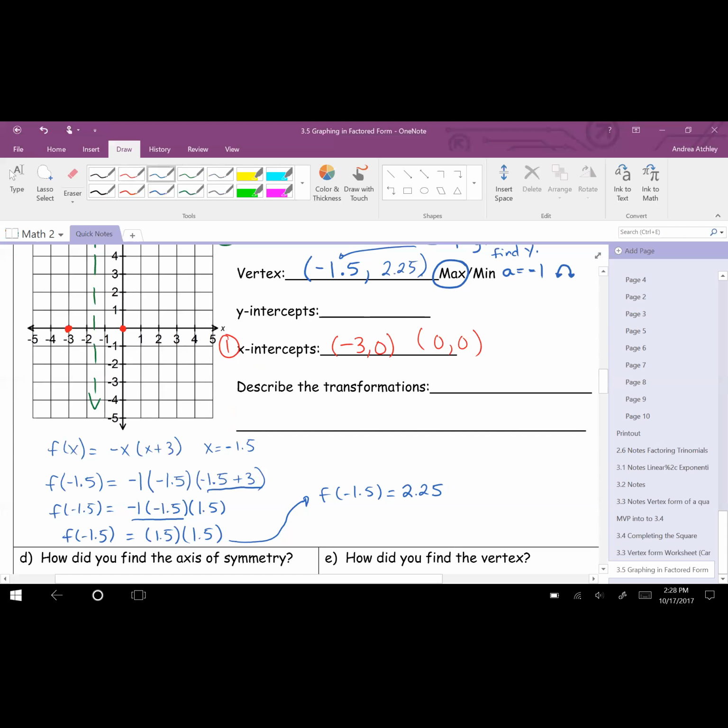Would I have ever been able to figure that out if I was trying to graph it? If I was trying to use that a value, how would I know it was 2.25 or 2.5? So it's kind of like the only way to do this one is to plug it in like we did. So I'm going to graph my vertex at negative 1.5 and 2.25. And this will show my parabola now. And it does face down like it's supposed to. So I've done that right.